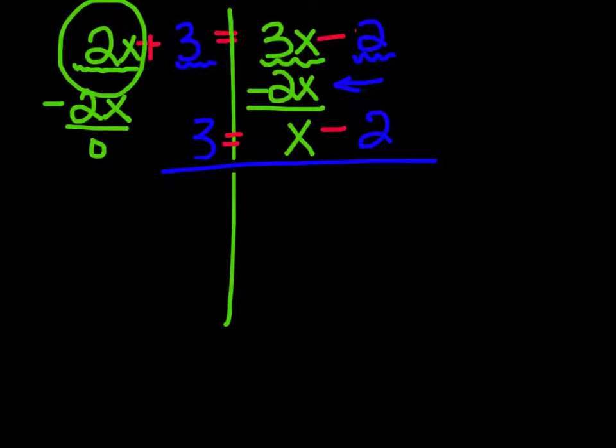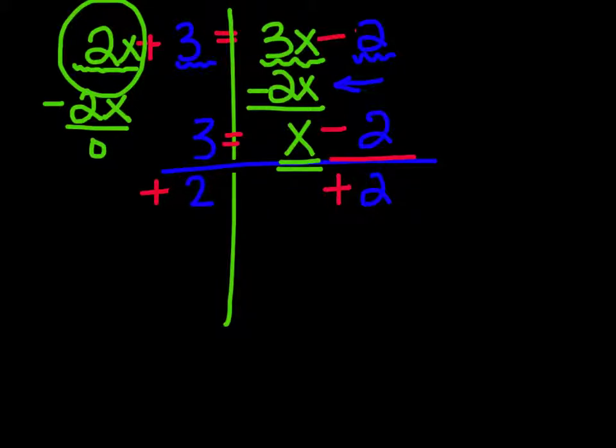We want to get x all by itself, and in order to do that, we need to use the inverse operation of subtracting 2. What is that inverse operation? It is adding, that's the opposite of subtraction, adding 2 to both sides. So we're going to add 2 to both sides.